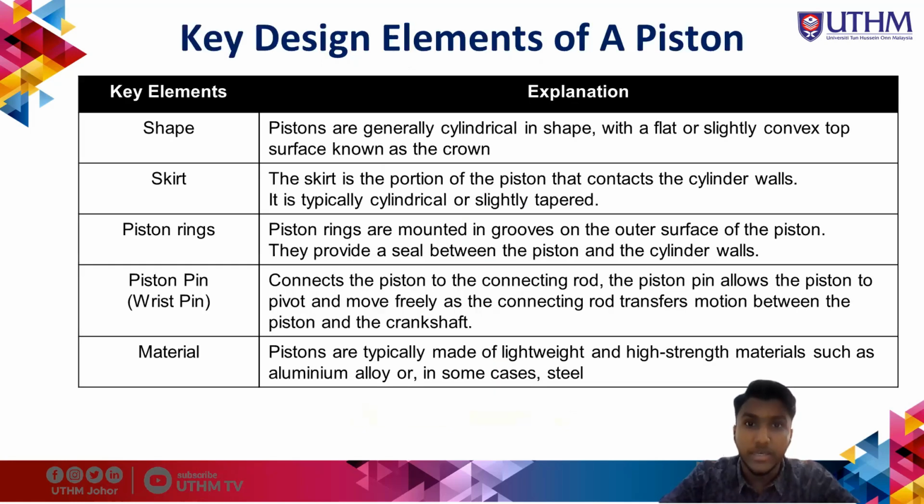Next, the key design elements of a piston. First is the shape. Pistons are generally cylindrical in shape with a flat or slightly convex top surface known as the crown, as I showed earlier. Next is the skirt. The skirt is the portion of the piston that contacts the cylinder walls. It is typically cylindrical or slightly tapered.